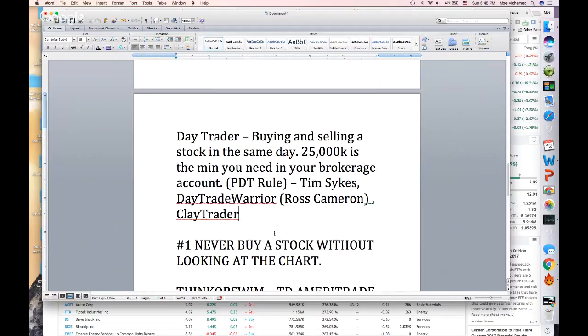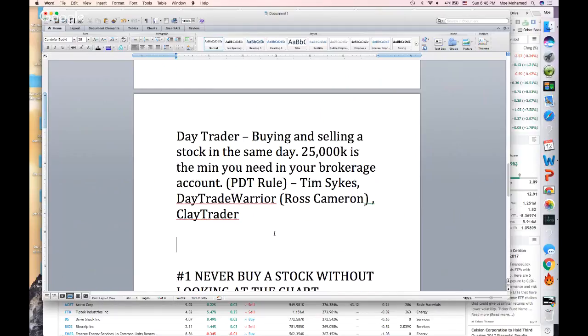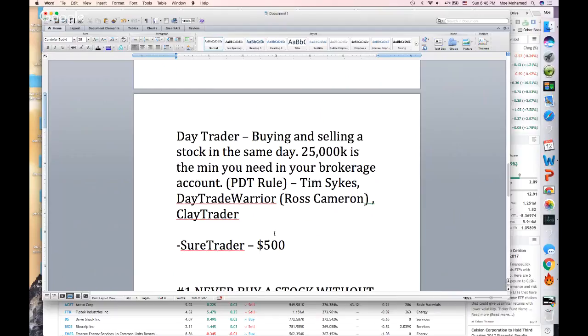With day trading, you're buying and selling stock in the same day. You need 25K. A way to get around that, you might want to use an offshore broker, like SureTrader. I think the limit is $500 to have in your account, and there's some fees. You can use Robinhood, but again, you're limited to three day trades a week. You can only day trade three times a week.